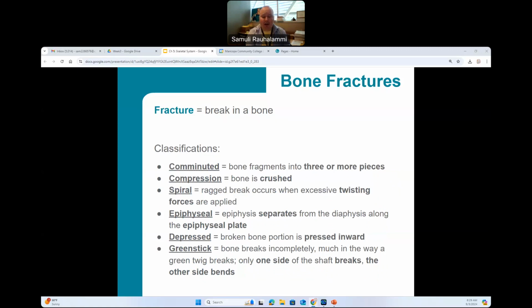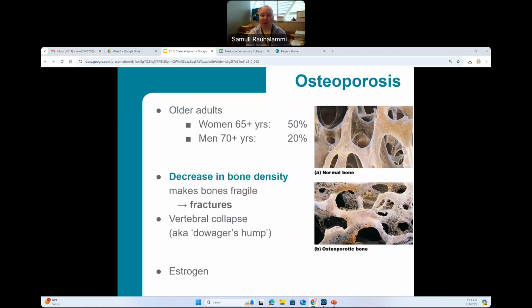I'm going to talk about another pathological condition that relates to the skeletal system. So let's have a look at osteoporosis. Osteoporosis is a condition where we have decreased bone density, and that then leads to having fragile bones, which makes one more likely to develop fractures. And osteoporosis impacts older adults and especially women. And we see here the role of estrogen as a protective role against osteoporosis. So postmenopausal women are especially at risk of osteoporosis.